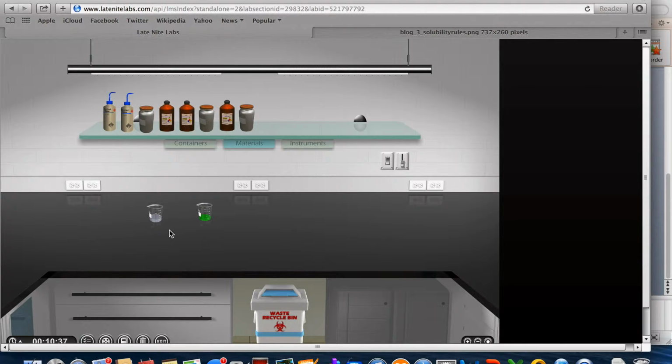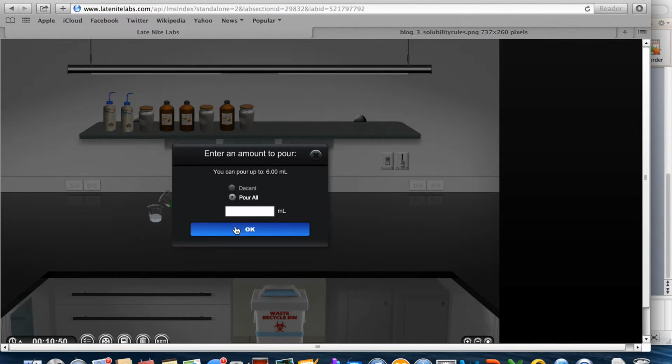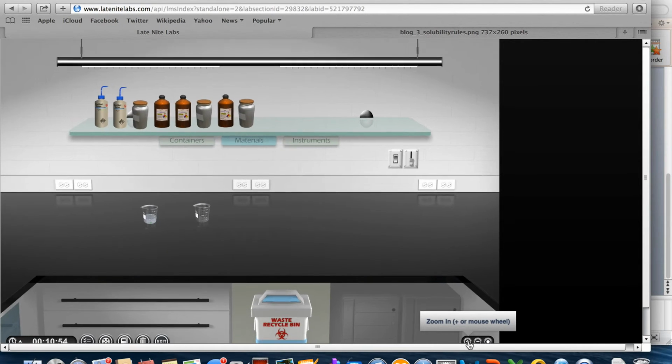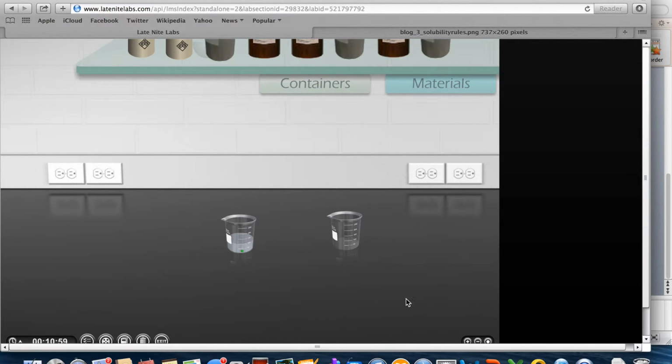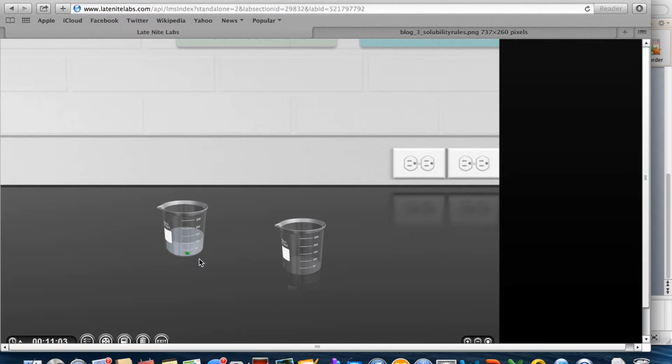Now, let's observe the two compounds. As we can see, sodium hydroxide is colorless, while nickel 2 chloride is of a color green. We now mix both solutions by pouring all the 6 milliliters of nickel 2 chloride into the beaker containing the 15 milliliters of sodium hydroxide. When we zoom in on the beaker with the final products, we observe that the result of mixing sodium hydroxide and nickel 2 chloride is a colorless aqueous solution and a green solid precipitate.